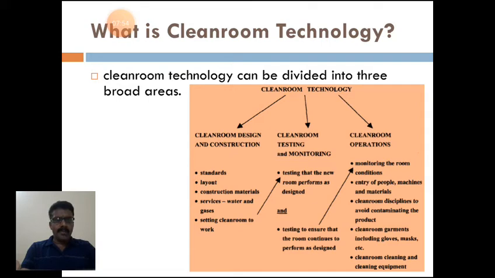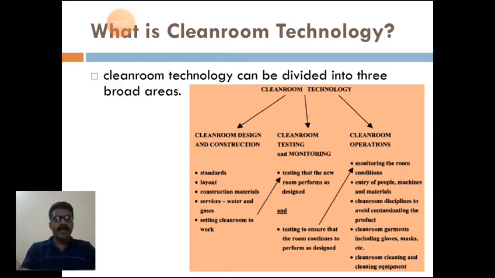Clean room operations. So, a clean room will be operating for many purposes like monitoring the room conditions, entry of people, machines and materials, clean room disciplines to avoid contaminating the product, and clean room garments. So, there should be a specific dress code for clean rooms including gloves, masks, etc. For clean room cleaning and cleaning equipment, a protocol should be there.